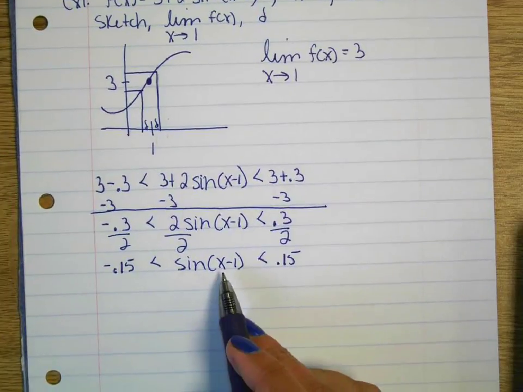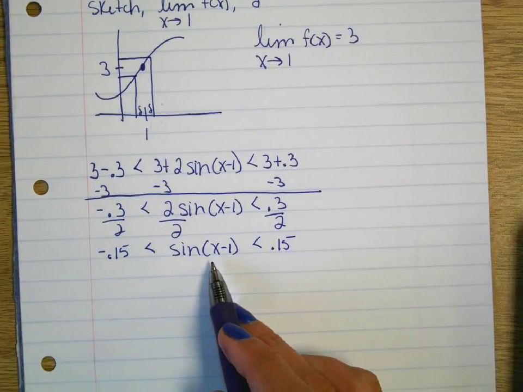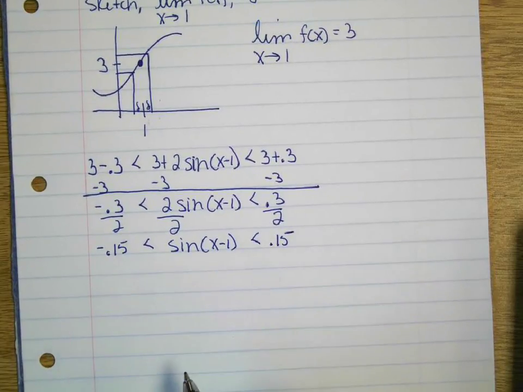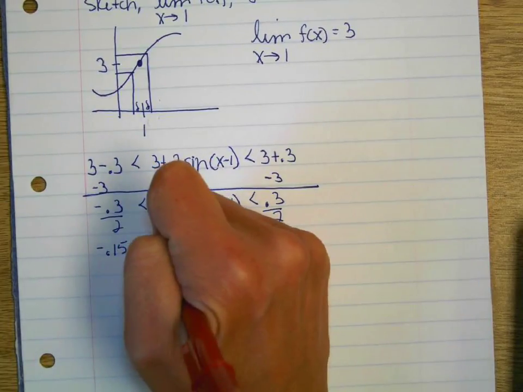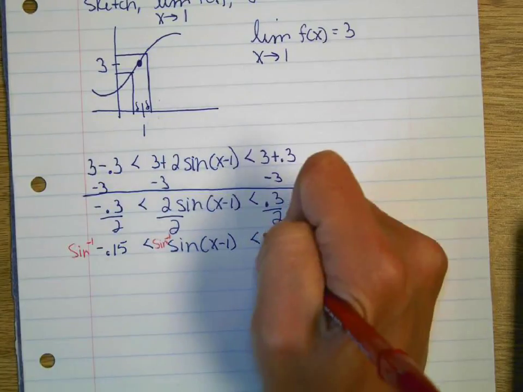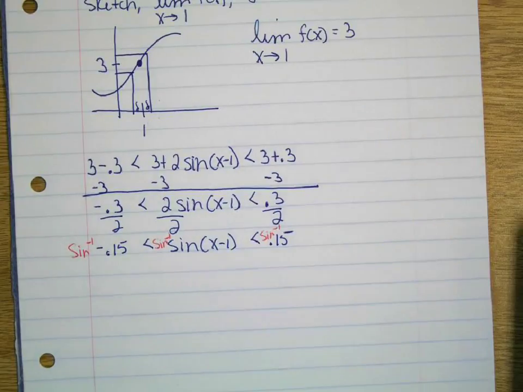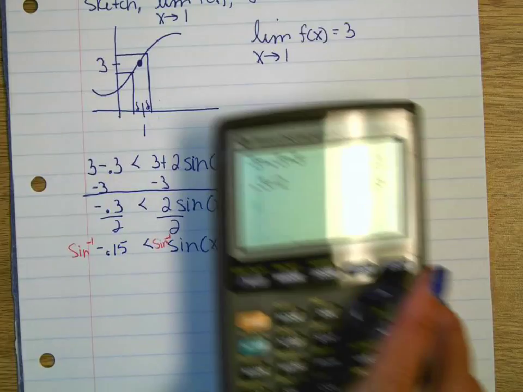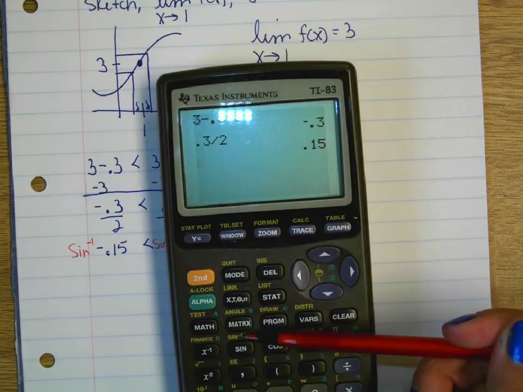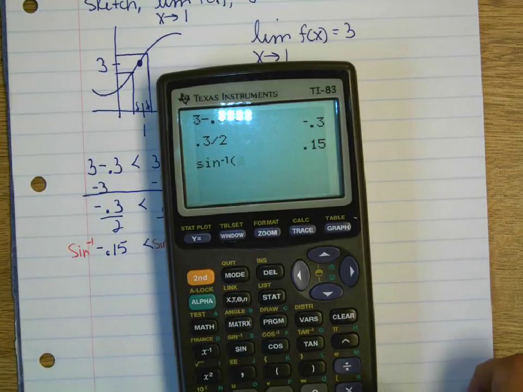Okay, now my x is trapped inside of the sine function. What you need to do to undo this is take the inverse sine of everything. Inverse sine is that little negative 1 thing, right above your sine key. So to get that, use your second function, inverse sine of negative 0.15, and I get negative 0.1506.